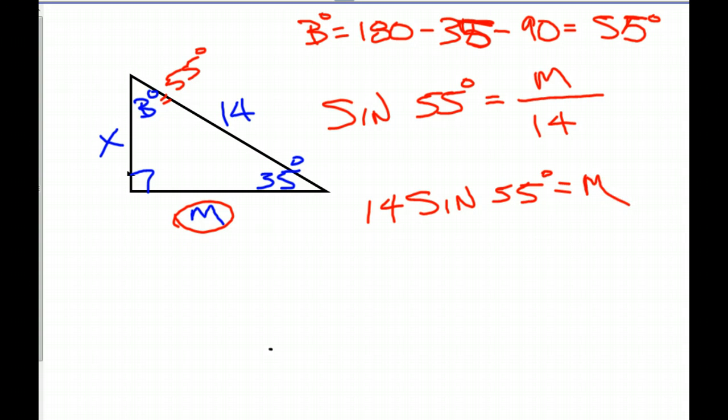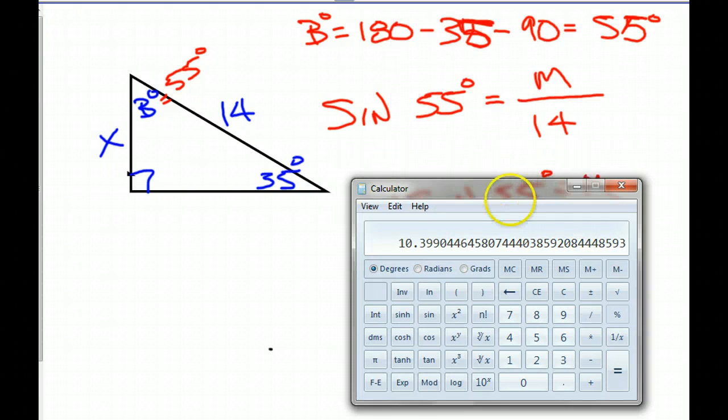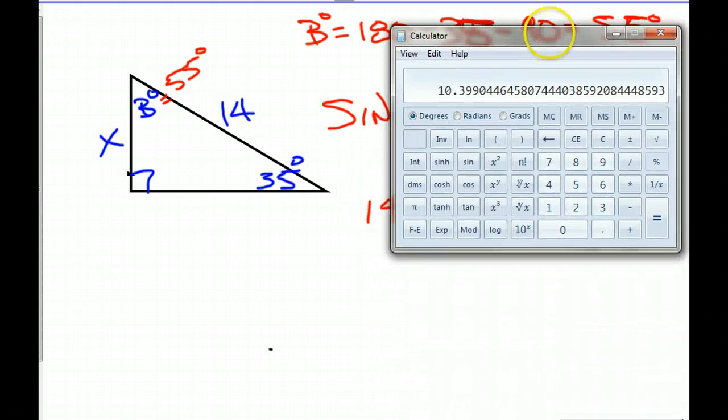Okay, so take the sine of 55 degrees on your calculator and multiply that times 14. And what kind of length do we get? Sine of 55 times 14 is 11.47.